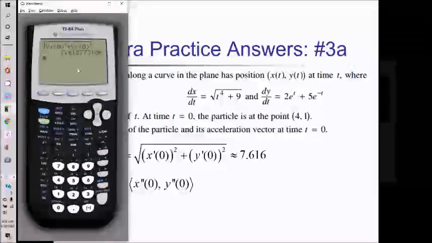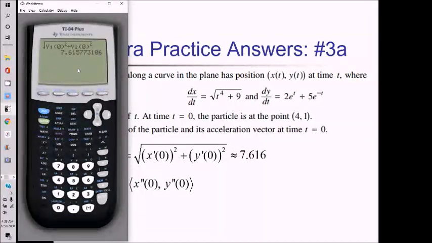So for my x double prime of 0, I'm going to do math 8. That gives me derivative. I'm going to do dx, and I want to take the derivative of x prime, so that's going to be alpha trace y1 that I'm putting in there. And I want to do this at 0 for time, so I'll plug in 0 into that little x box down there, press enter, and well, that comes out to 0.